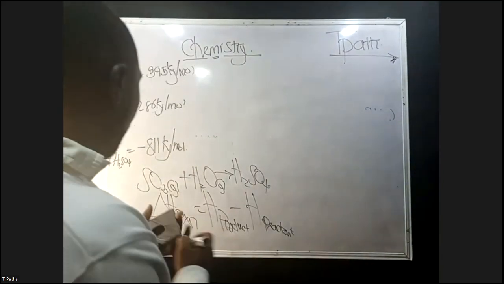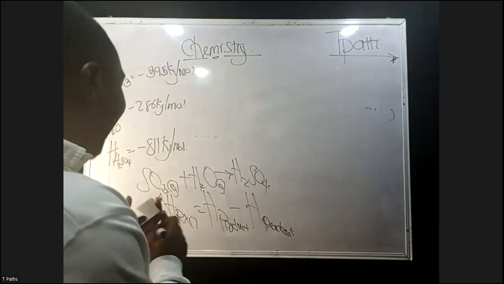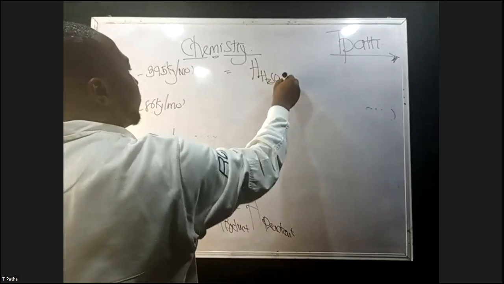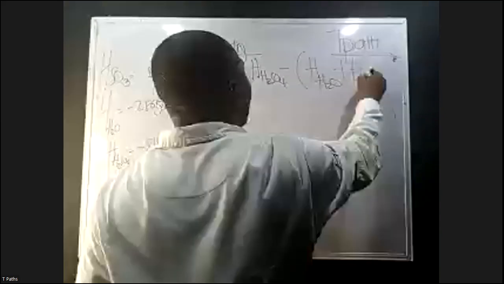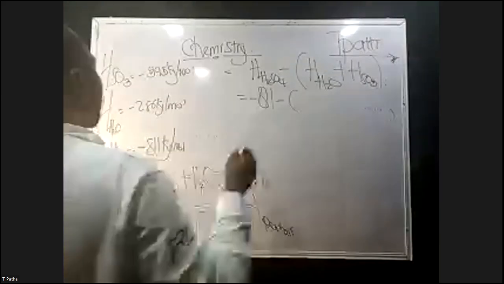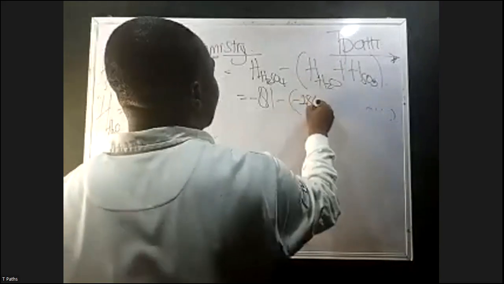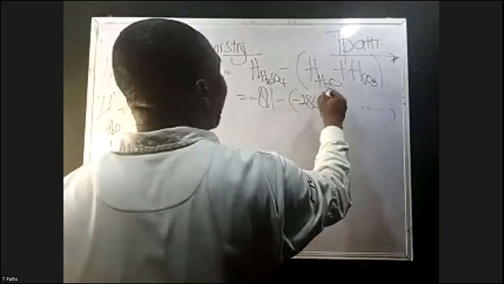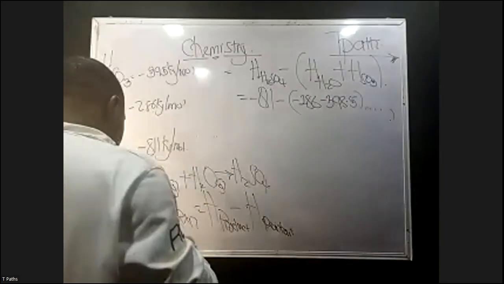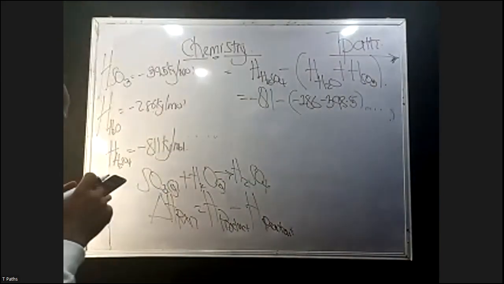You need to practice very, very well. So product, that is H of H2SO4, minus open bracket, H of H2O plus H of SO3, close bracket. What is H of H2O? Minus 286. H of SO3 is minus 393.5. So let's be calm with this. Let's just do it in the bracket first so we don't confuse ourselves.